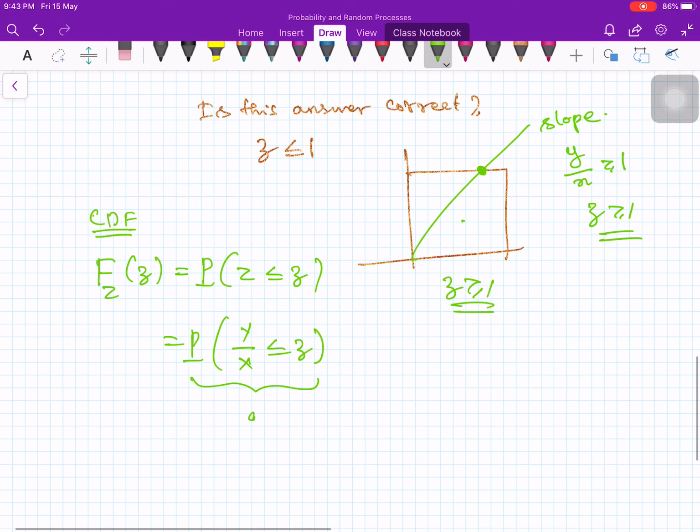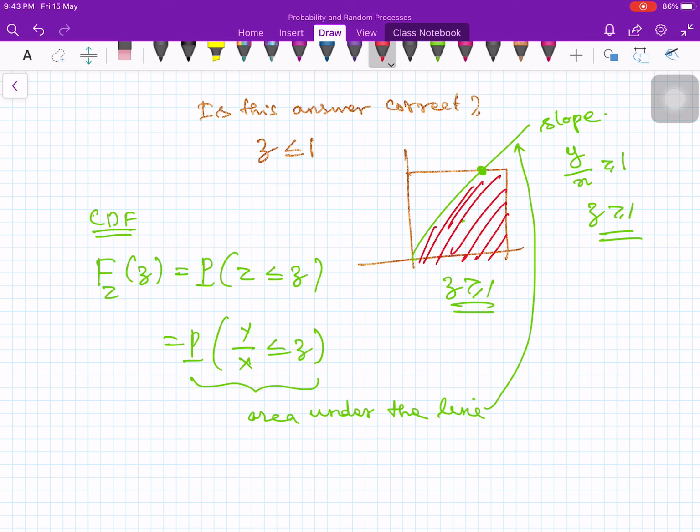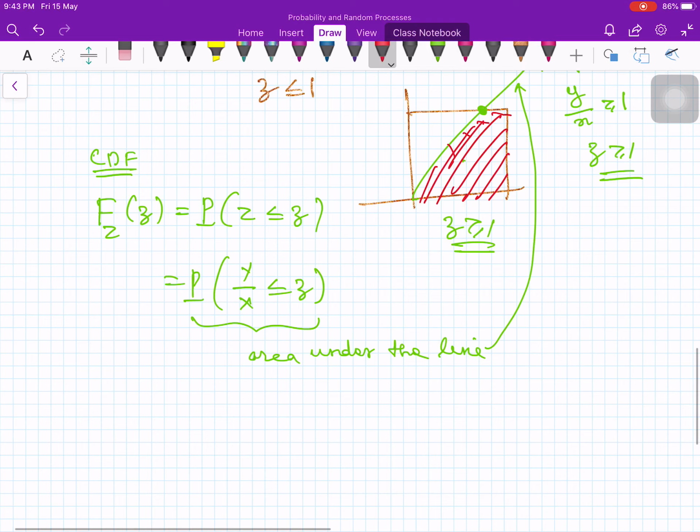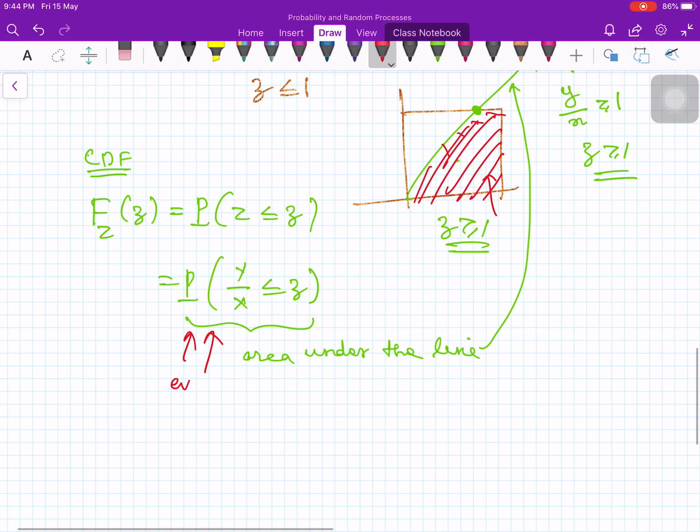Now what is this? This is the area under the line. Which line? This line. Now what is the area? You can find this area. This area I need to find out. Either you can calculate the area which is shown in the red part directly, or the other way also you can find out. Therefore, this probability of y over x less than or equal to z is given by the area that falls below the slope line. And we are going to talk about this event. So to find the probability of this event, we need to find the area of this red shaded area.